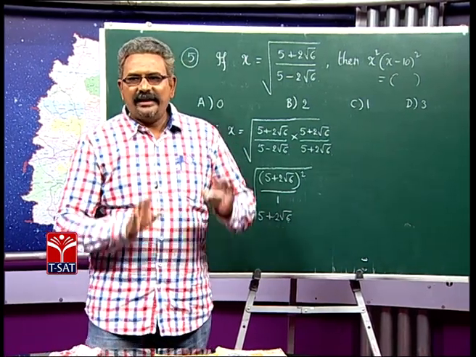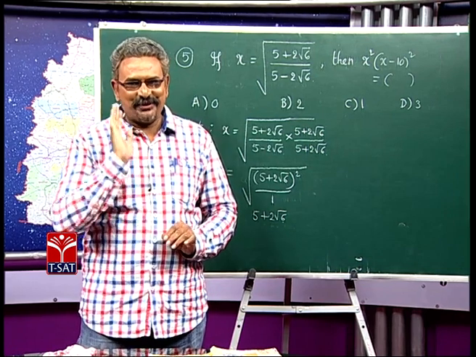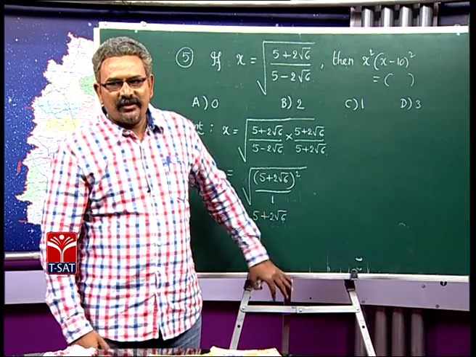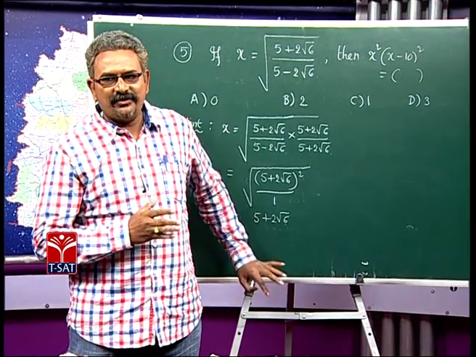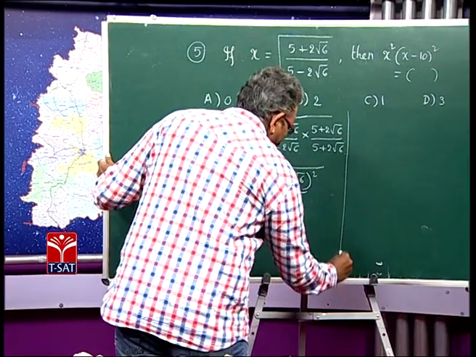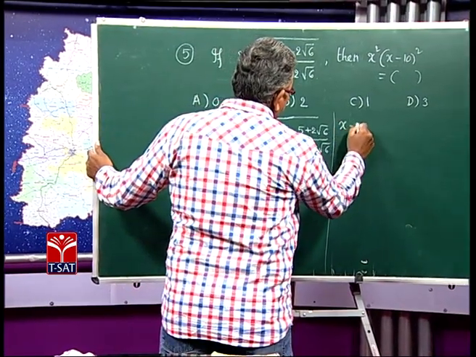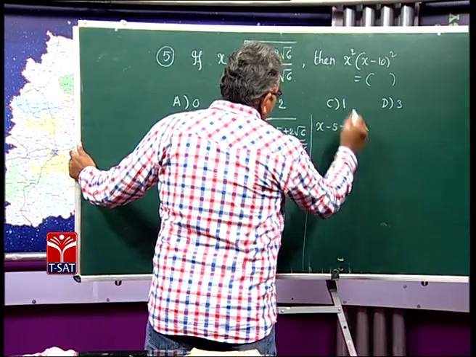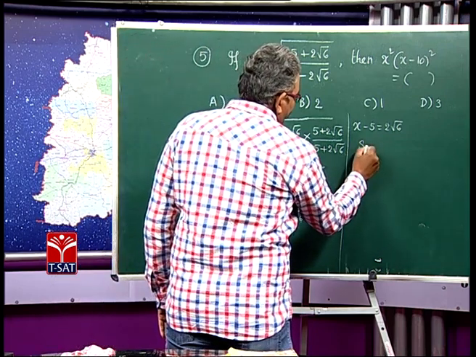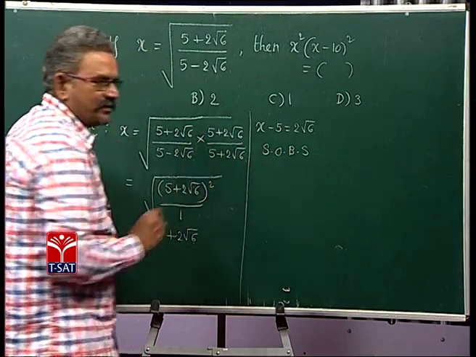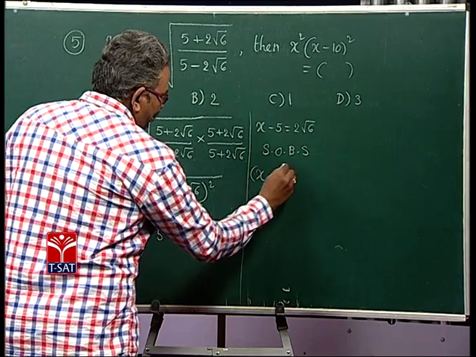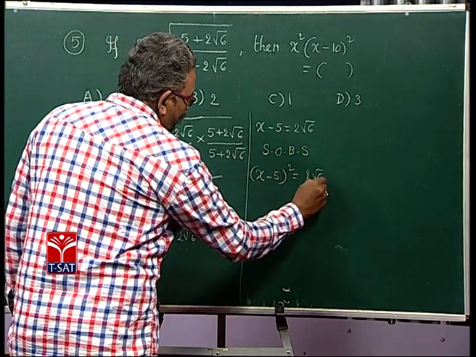Even at this stage, do not substitute. Again the problem becomes complicated. Just do one thing: first try to frame a quadratic equation using this. See, bring 5 to this side. x minus 5 is equal to 2 root 6. Just square it. Squaring on both sides, what do we get? (x minus 5) whole square is equal to (2 root 6) square.